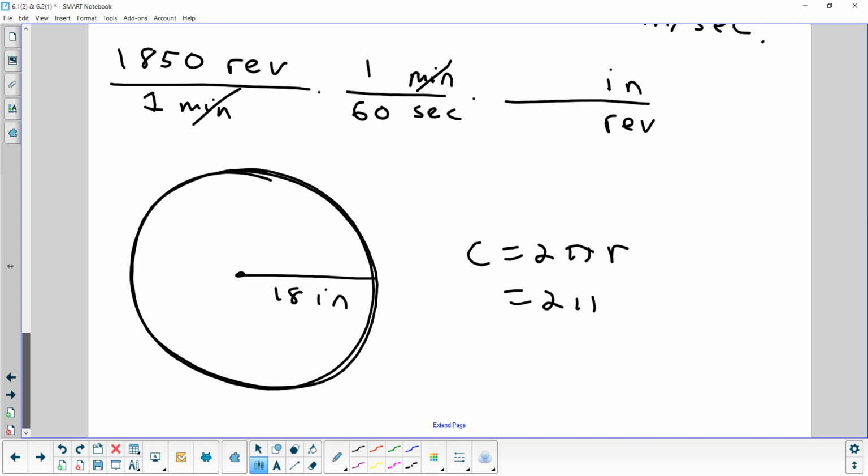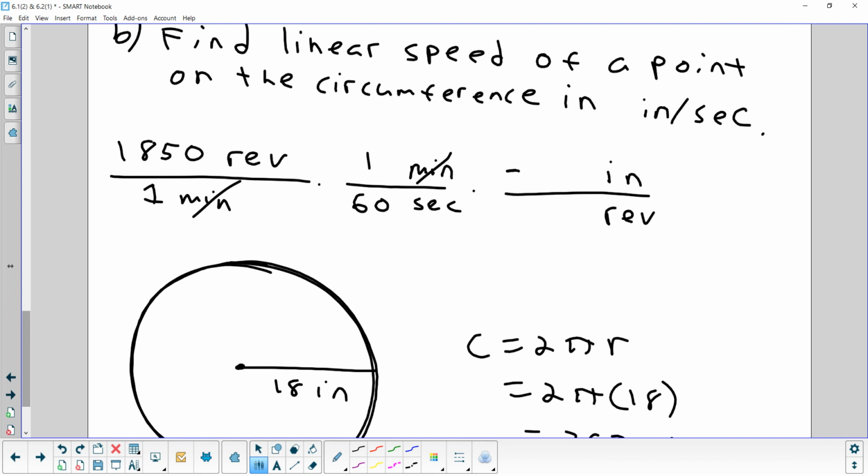What's my radius in this case? Yeah, 18. And 2 times 18 times pi gives me 36 pi inches. That is how many inches are in one revolution, or basically how many inches in one circumference. So there are 36 pi inches in the circumference. Now, when we multiply, you would have inches per second.